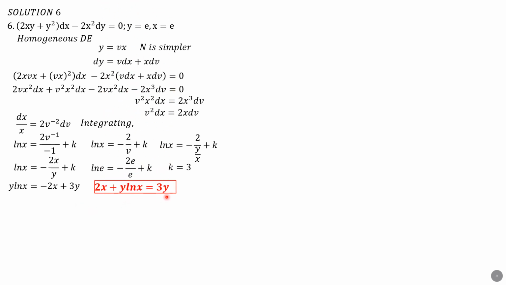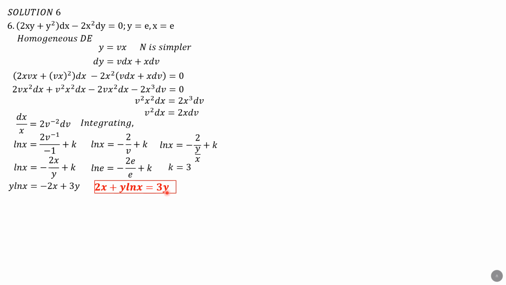Now, how will you check this? Because definitely you will forget how to solve differential equations. Maybe you cannot remember solutions of homogeneous differential equation. So just master differentiation, and of course you have to identify here the constant of integration, which is 3.